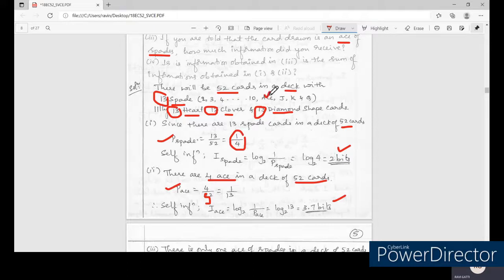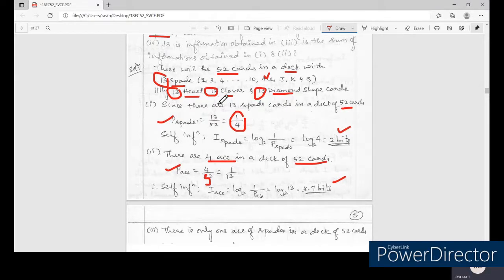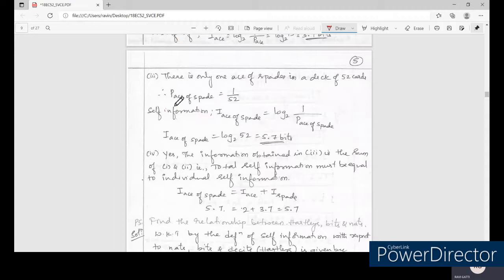There is only one ace card. How many spades do you have? 13 cards are there. So what you are supposed to do is, the probability of getting the ace of spade is nothing but 1 divided by 52. So if you do that, you'll be getting 5.7 bits.